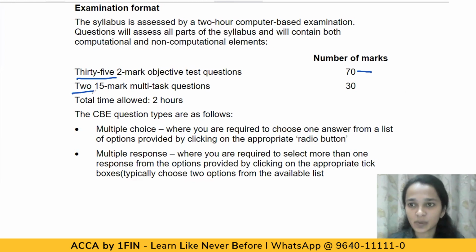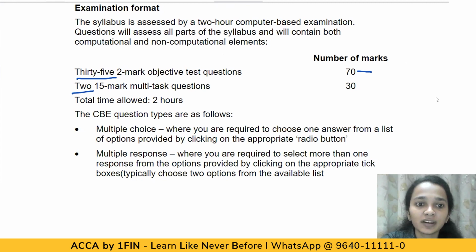And you have to attempt all the questions. There's no compulsory question here. You have to attempt the entire paper. It is a 2 hour paper. You have to attempt all the questions. There's no choice, there's no option which you have here. So it comprises 35 multiple choice questions of 2 marks each and two multitask questions of 15 marks each. Multitask questions would generally be based on consolidation of financial statements, preparation of financial statements, and all of those things. So that is how your entire paper of 100 marks will be covered: 35 multiple choice questions and two multitask questions.